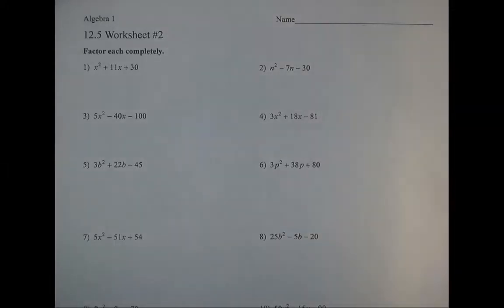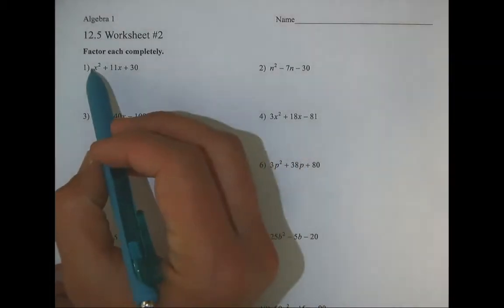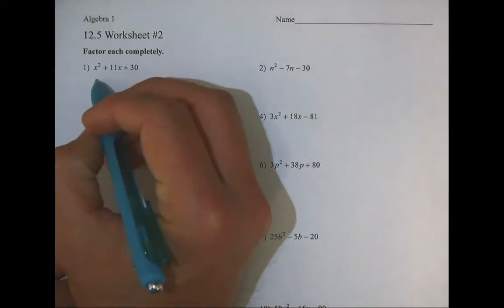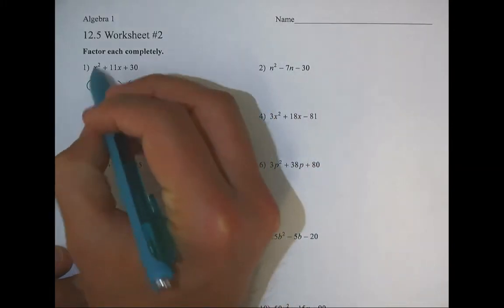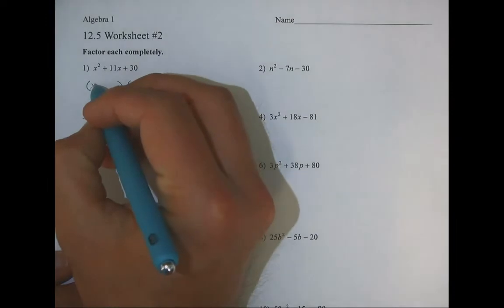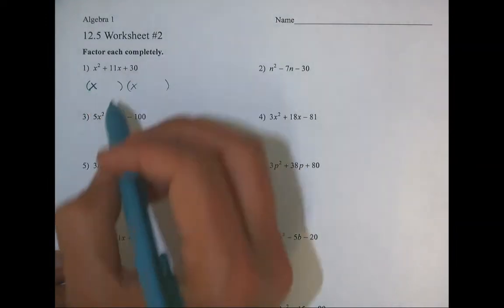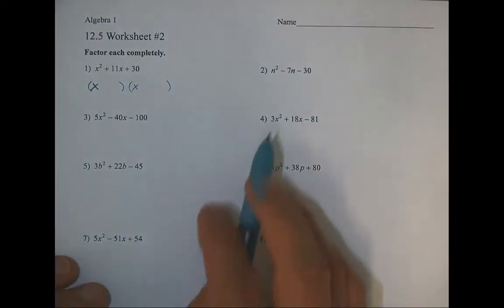So we are on worksheet 12.5, number 2. We're going to be factoring all different types of trinomials back into binomials. The first couple are actually more of 12-4's work where we don't have a leading coefficient. So when we split this up, it's just going to be x's in front to create that x squared. It saves us a little bit of time and energy. We don't need to consider that leading coefficient.